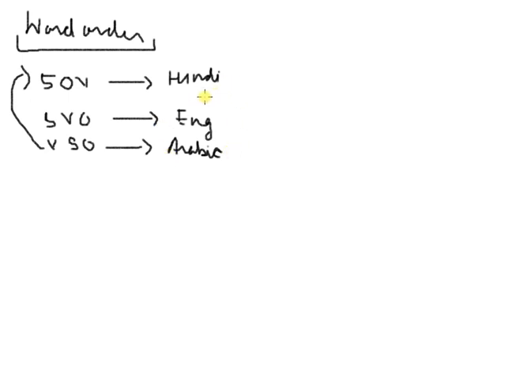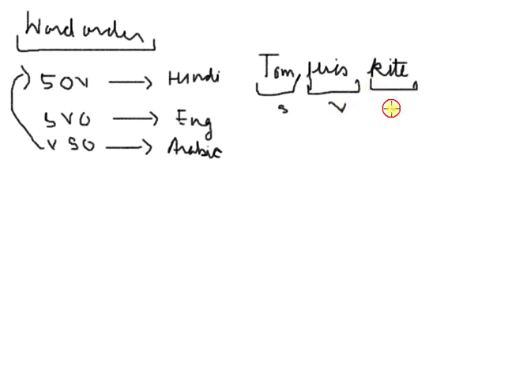Now first let's talk about English, and we'll first go with examples and try to understand how it is different when the same thing is said in Hindi. Okay, so let's say that Tom flies kite. Tom is the subject over here, flies is the verb, and kite is the object.